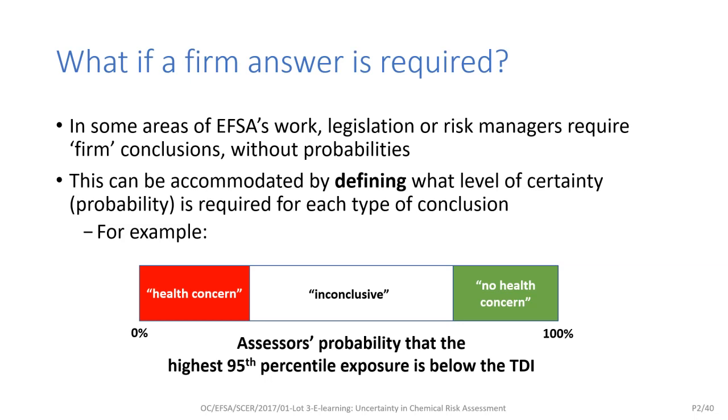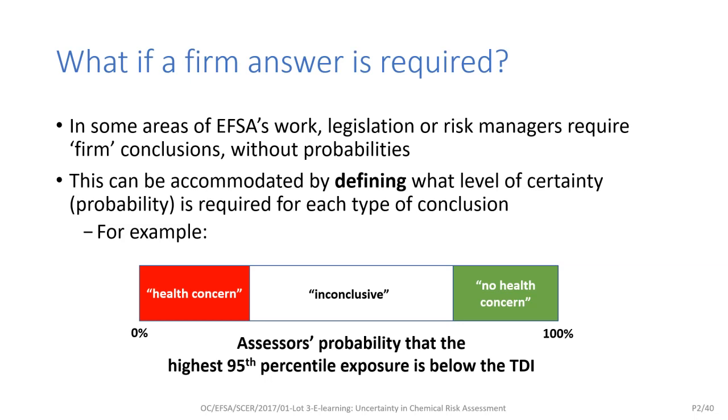Once the thresholds are defined, the assessors can quantify uncertainty in terms of probability when conducting the assessment, but translate this into the appropriate verbal conclusion for reporting. This enables you to meet the requirements of EFSA's uncertainty guidance without changing the way that you report your conclusions.